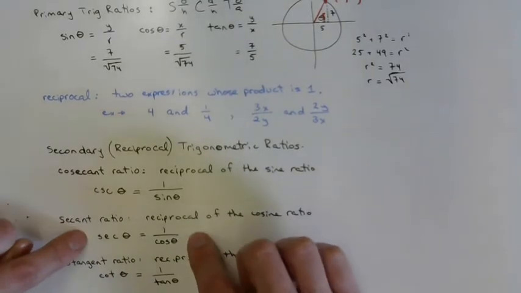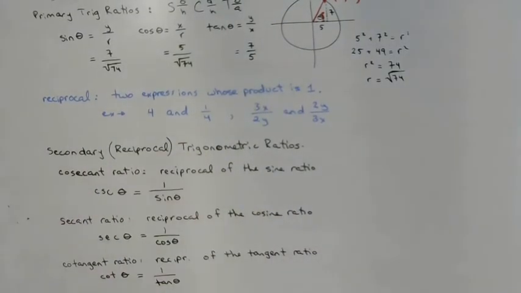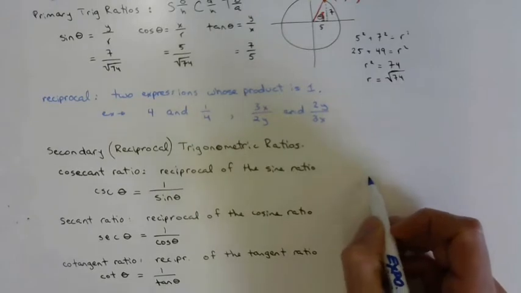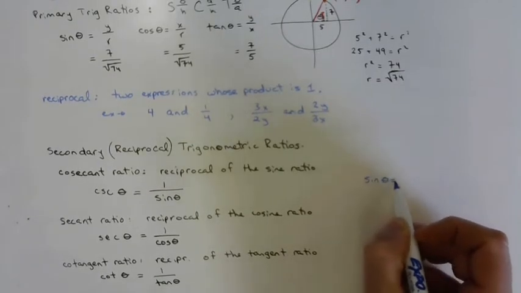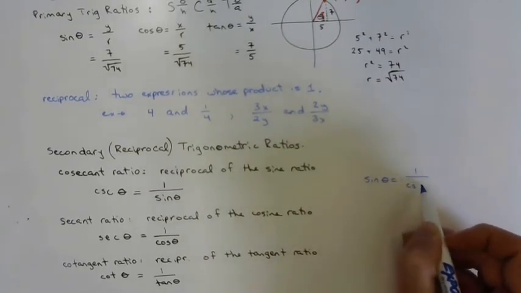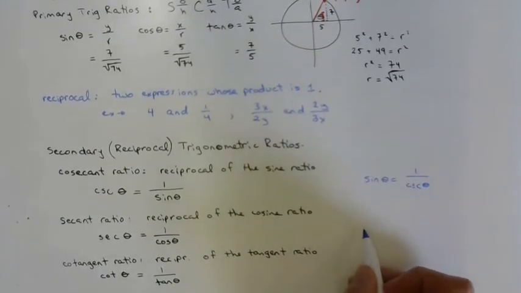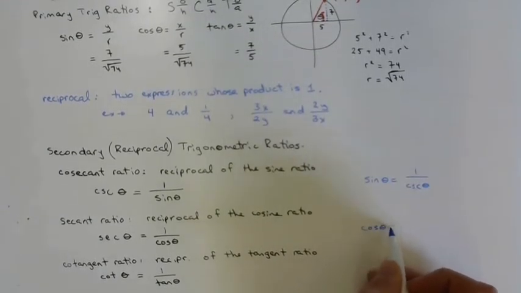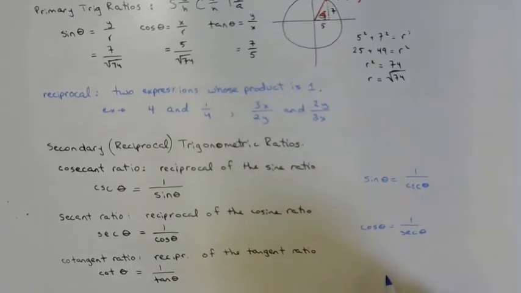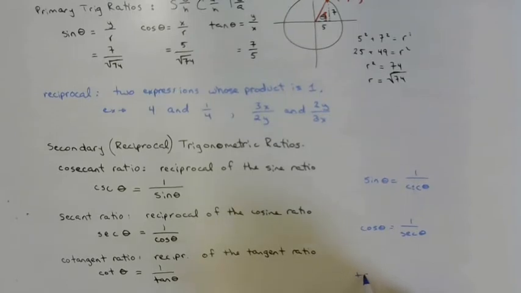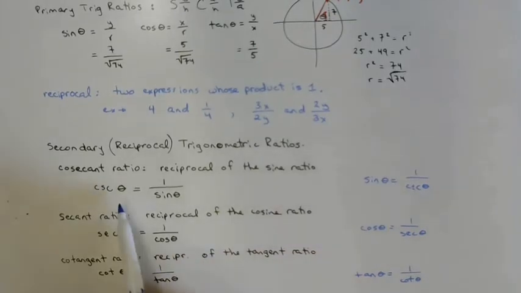This is how you write reciprocals. Okay, it is also true that sine of theta is 1 over the cosecant of theta, and that the cosine of theta is 1 over the secant of theta, and it is also true that the tangent of theta is 1 over the cotangent of theta. Okay? If this is true, this is true.